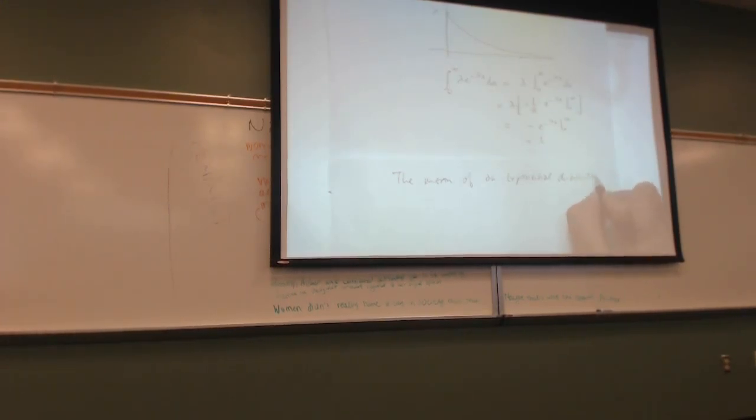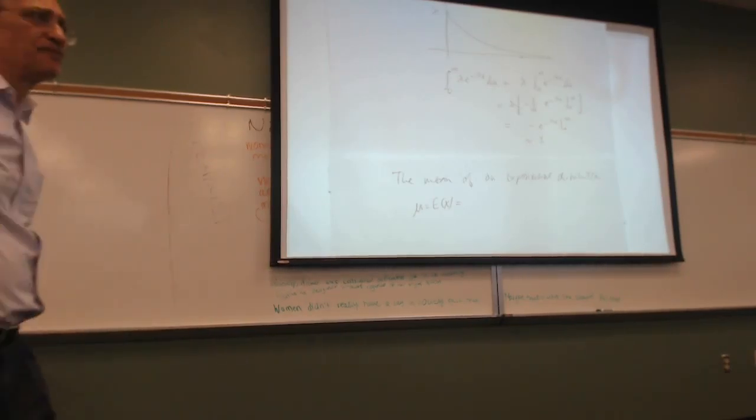The mean of an exponential distribution, mu or E of X, is given as... Now, what should it be? What's the mean of the Poisson distribution with parameter lambda? Lambda.